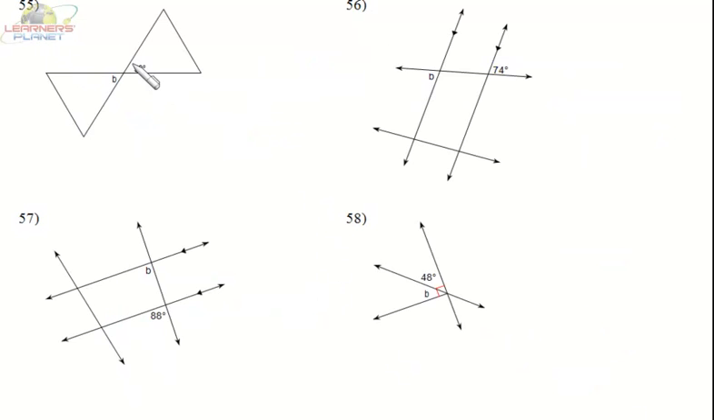Here B and 59, we can see a shape of X over here. So B and 59, both of them are vertically opposite angles. So vertically opposite angles are same. So B will also be 59 degree. And these are vertically opposite angles.